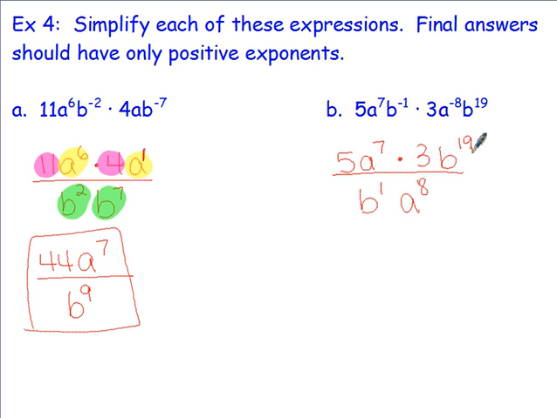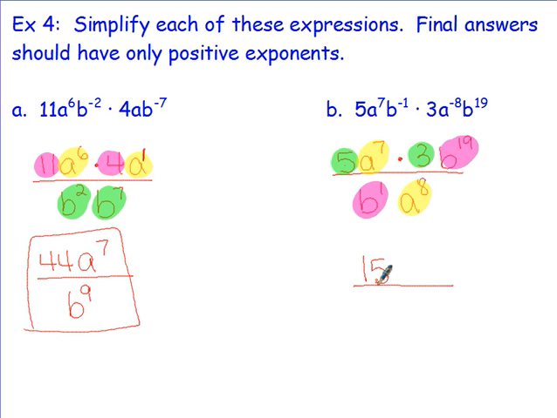Is there like terms? Yes. We have whole numbers 5 and 3. We have A's here and here. And we have B's here and here. Let's start with our whole numbers. 5 times 3 makes 15 on the top.